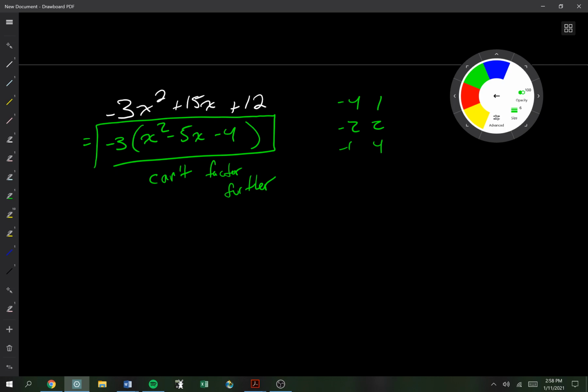Okay? So, always be looking for a GCF. Always pull out a negative if your first term is negative. And then look for your special cases like difference of squares or binomial squared, or see if you can factor by grouping. Solve if you have an equation.